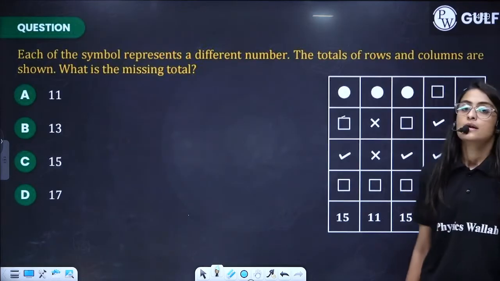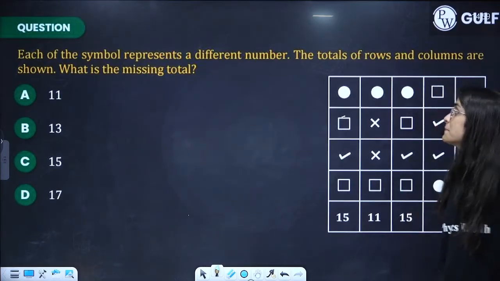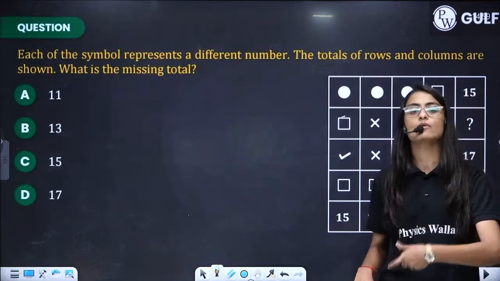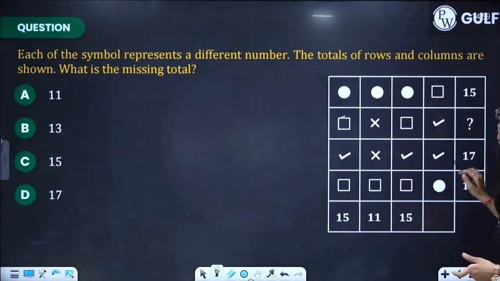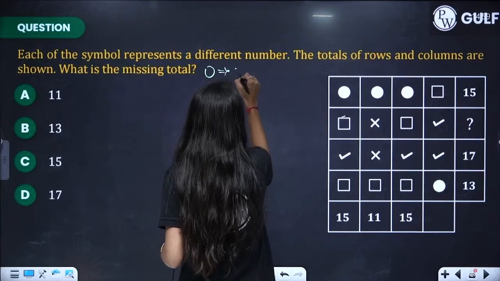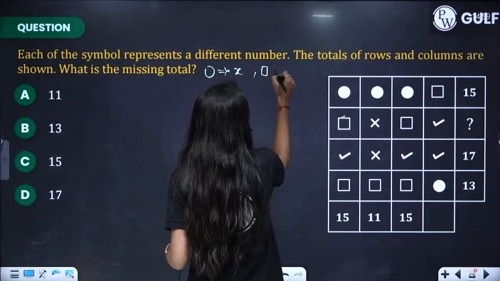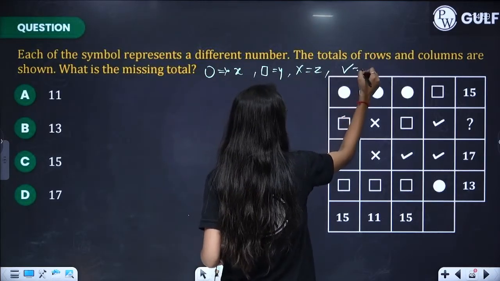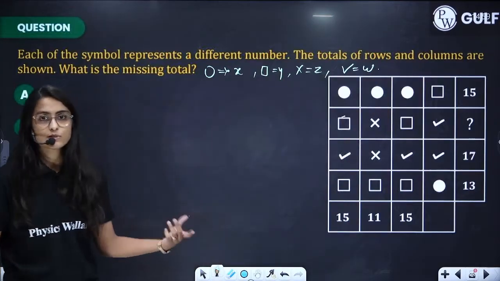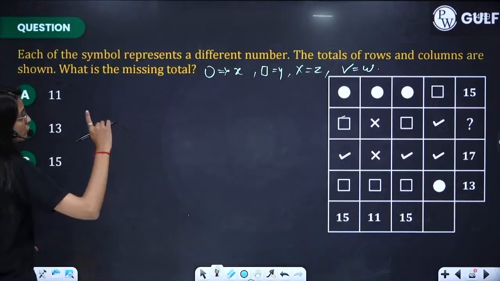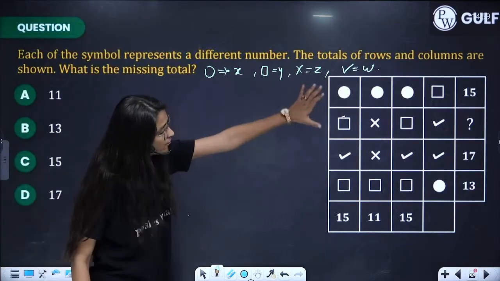Next question. Now in this question, each of the symbols represents a different number. Here you have been provided a few symbols which when added in the form of rows and columns are giving you some numbers. You have to find the missing number over here. So let us assume symbol of circle as x, square as y, cross as z, and tick as w. If you find the values of x, y, z and w, we'll be able to find the missing number.